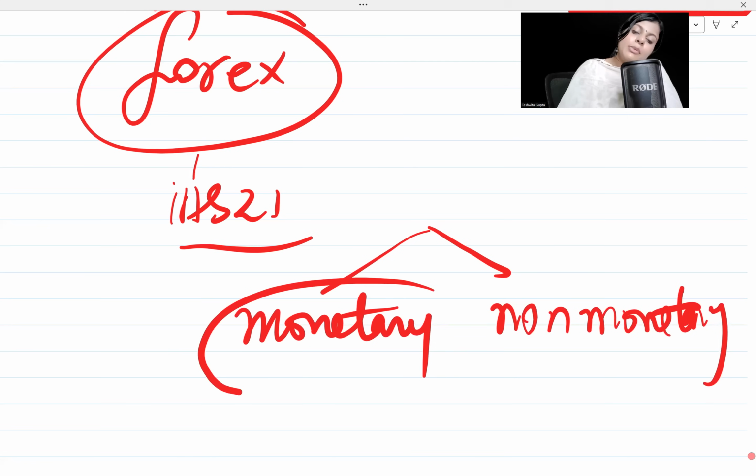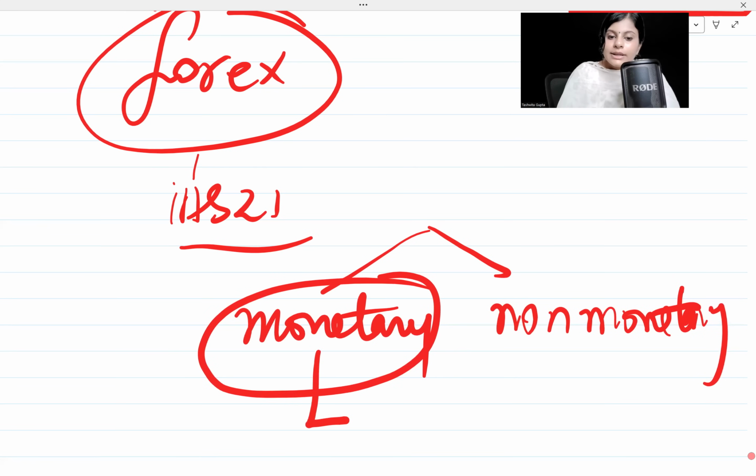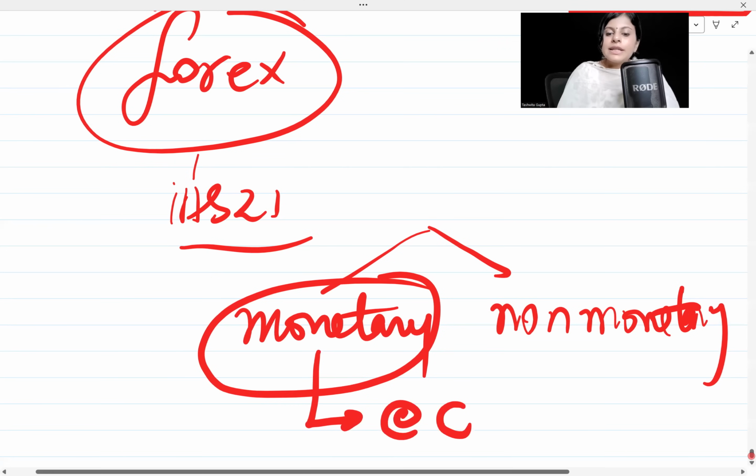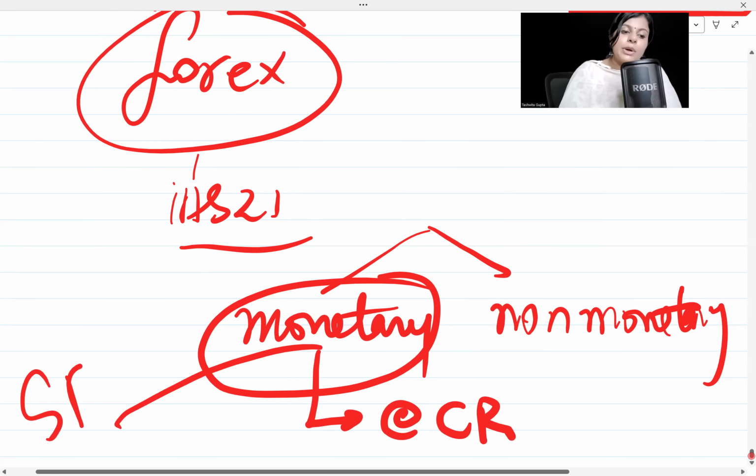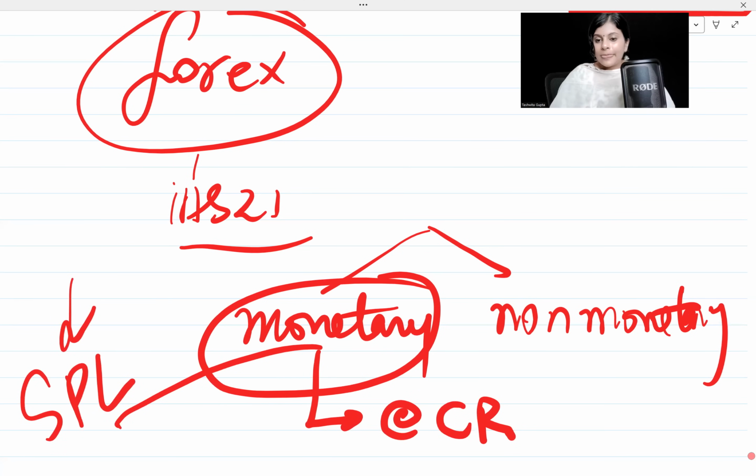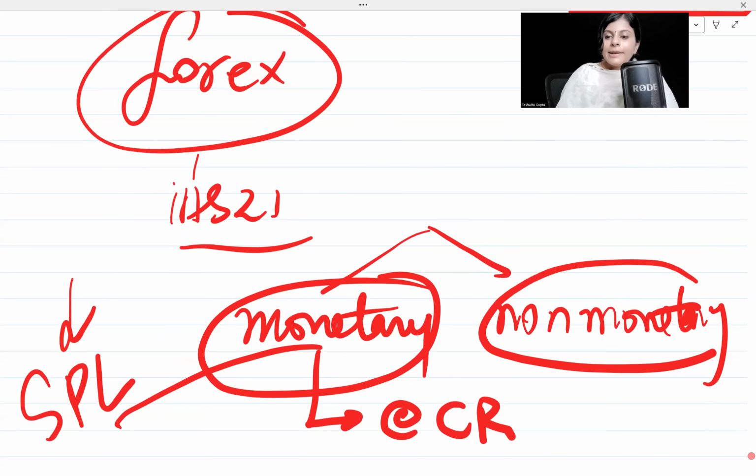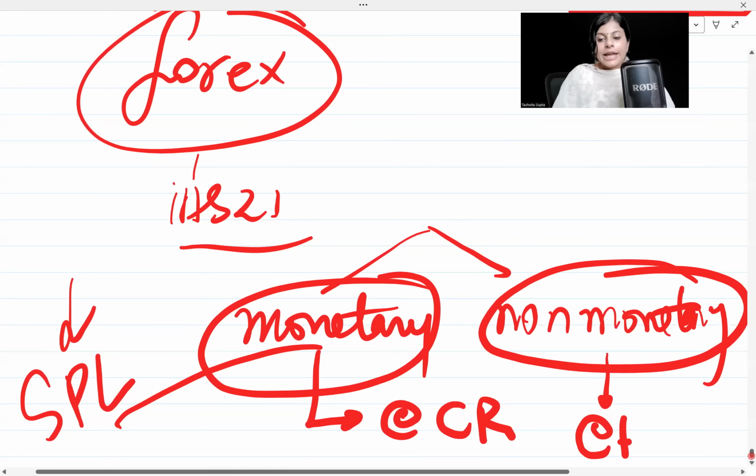So if it is a monetary item, readily convertible into cash, I will convert this at the reporting date at the closing rate, which will give me a gain or loss, which will go through the statement of P&L, known as exchange gain or loss, in individual accounts. Non-monetary items like PP&E in individual accounts, if they relate to a foreign country, you'll simply keep them at the historical rate. If you keep something at the historical rate, there will be no gain or loss.